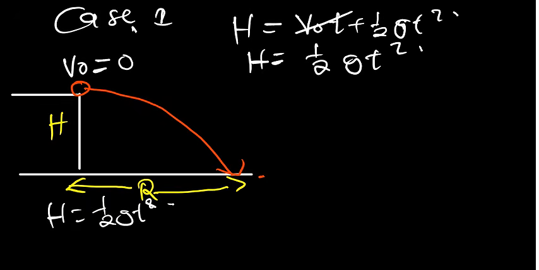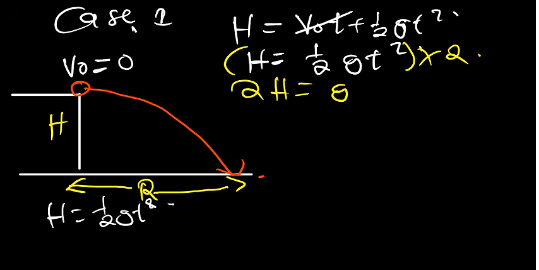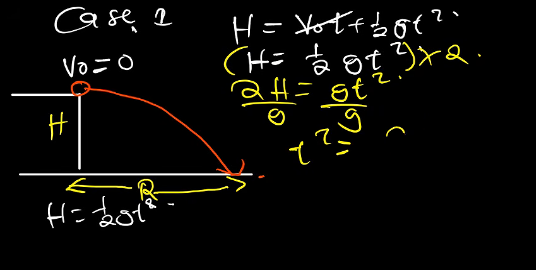My goal is to make t the subject of the formula. From here, guys, I can multiply by 2 everywhere to get rid of the half on this side. It is the same as multiplying by the reciprocal of this. If I do 2 times everything, I'm going to have 2h equal to g t squared. My goal is to make t the subject of the formula. I'm going to divide both sides by g. I'll have t squared equal to 2h, everything divided by g.